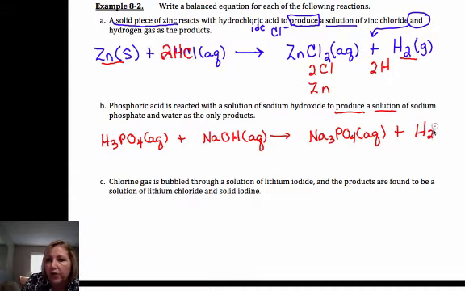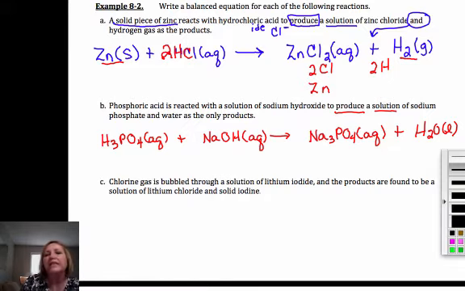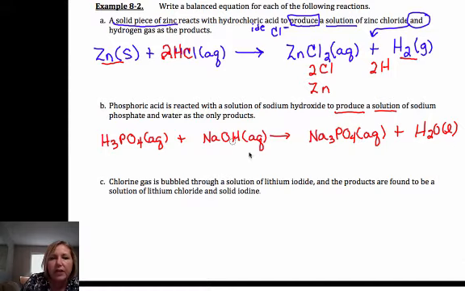For water, we always put water as pure liquid. It doesn't make sense to have aqueous water because that's water dissolved in water, and that's not very logical. Okay? Now, before we leave this, we need to balance the equation.